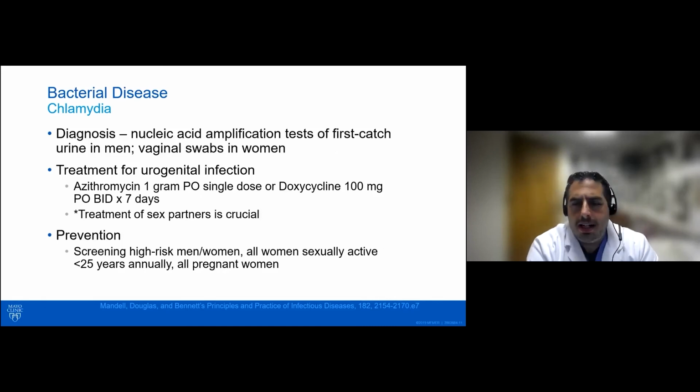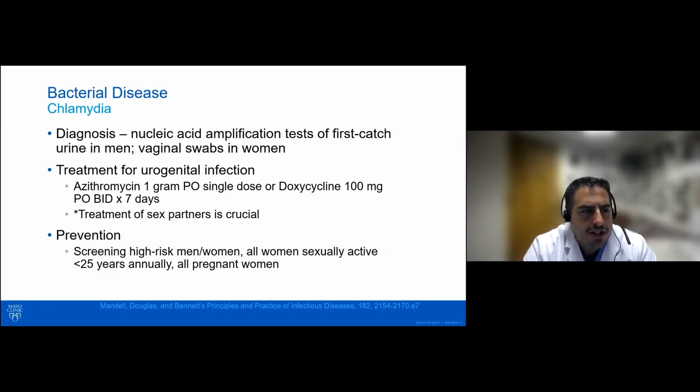How do we diagnose chlamydia? We have PCR testing, or nucleic acid amplification tests. They'll call them NAT or NAAT, but it's all PCR testing of first-catch or first-void urine in men. You can also do that in females, but there's also vaginal swab testing that we would do of the cervix, oftentimes during a pap smear vaginal examination.